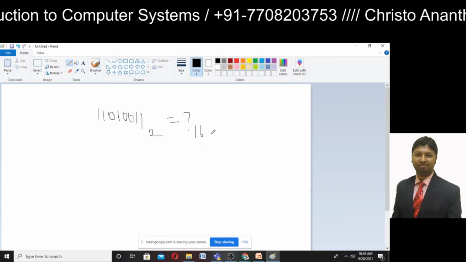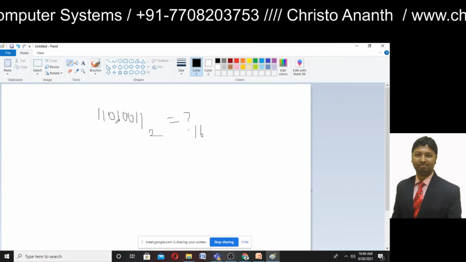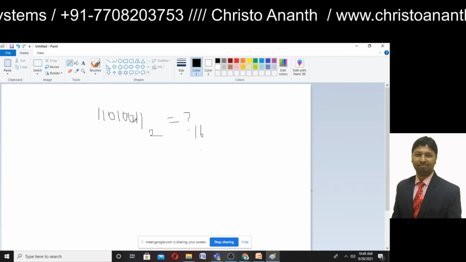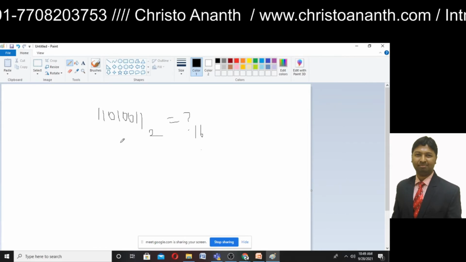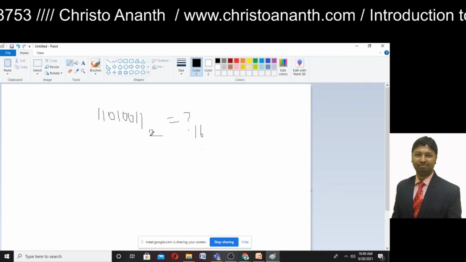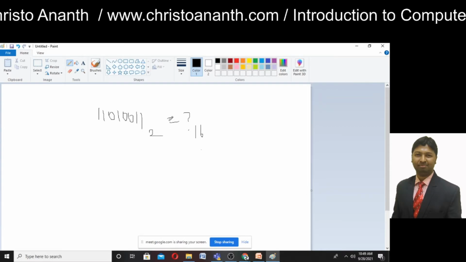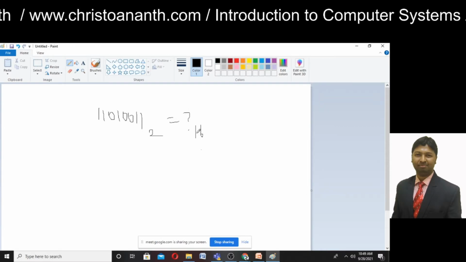This is your homework question. 110 to the base 2 equal to what to the base 16.